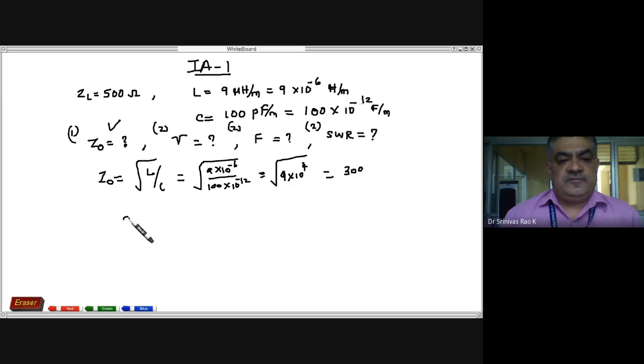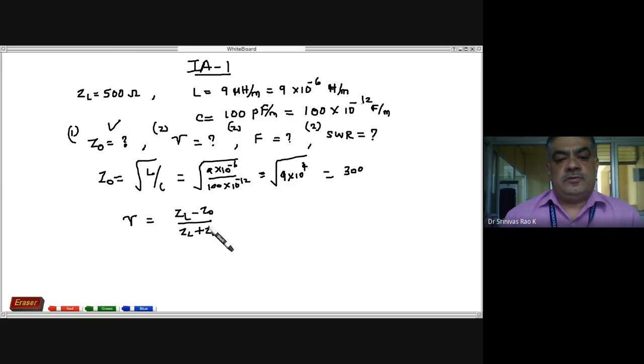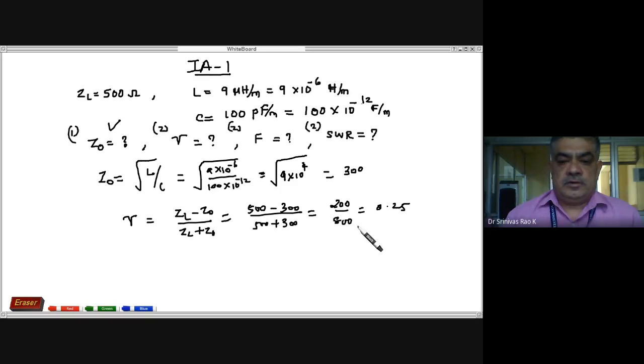So the reflection coefficient is given by the formula: ZL minus Z naught divided by ZL plus Z naught. Very good. So with this, it is 500 minus 300 divided by 500 plus 300. That will give you 200 by 800, so it will be 0.25.